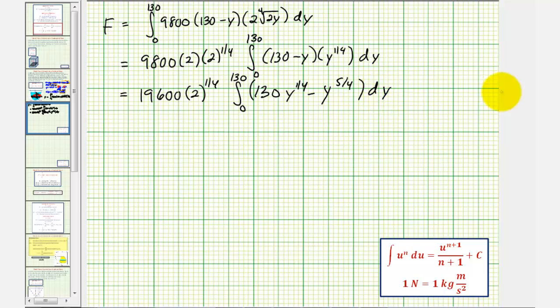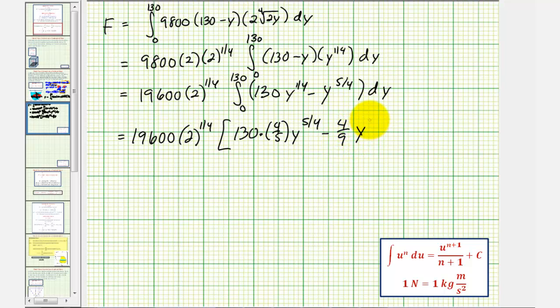Now we'll find the antiderivative. So we have 130 times the antiderivative of y to the 1/4, which would be y to the 5/4 divided by 5/4. Instead of dividing that, we'll multiply by 4/5. So times 4/5 y to the 5/4 minus the antiderivative of y to the 5/4, which would be y to the 9/4 divided by 9/4, or 4/9, the reciprocal, times y to the 9/4.